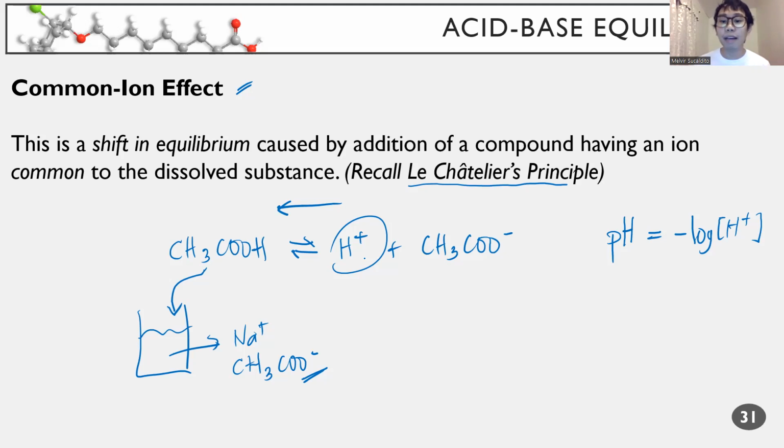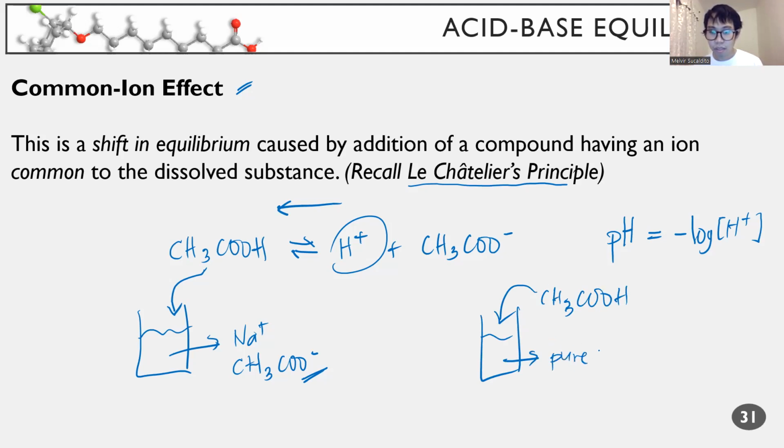So we compare a solution of acetic acid in pure water, and let's say the amount of acetic acid we put in both solutions is the same. We expect the pH here to be lower. The pH of acetic acid in pure water would be lower compared to the pH of acetic acid dissolved in water with sodium and acetate ions.